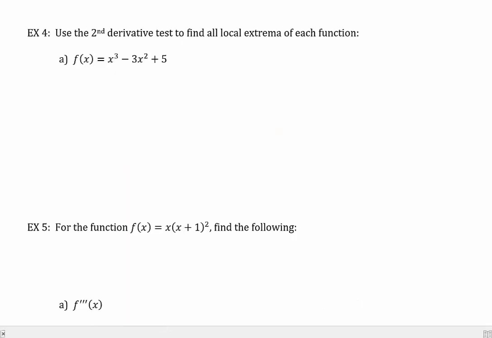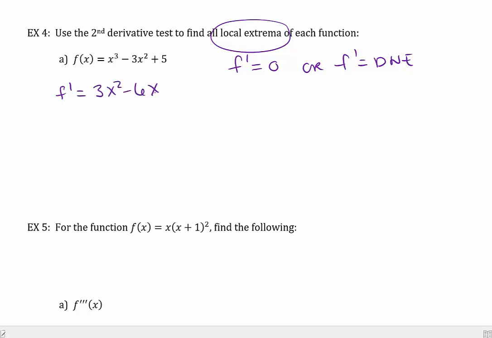Use the second derivative test to find all local extremes. So first of all, local extremes can only occur at critical points, places where the first derivative is 0, or places where the first derivative doesn't exist. So I start by finding the first derivative, which is 3x squared minus 6x. I'm going to set that derivative equal to 0. I can factor out a 3x, and I'm left with an x minus 2. So I have critical points at 0 and 2.